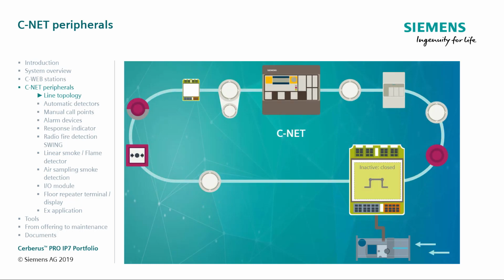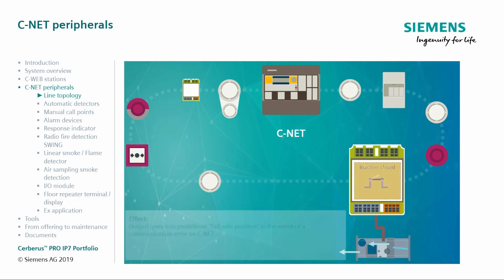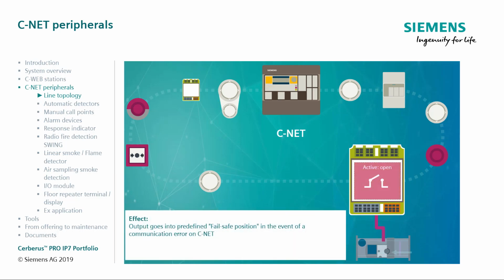What happens now if communication to the I/O module is interrupted or lost? CNET communication works in normal operation mode. The I/O module output is inactive, the contact is closed, and the fire damper is open. If there is a fault in the CNET, the I/O module automatically takes over control via its outputs. The I/O module is configured to switch its outputs automatically to the predefined position, which is the fail-safe position. This is an open contact which will close the fire damper. This safety function guarantees a clear output status, even in the event of a fault.